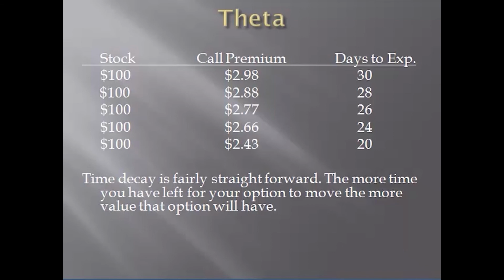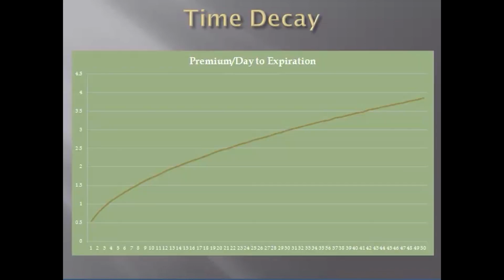So if I want to buy an option with a year to go to expiration, I'm going to pay a lot of money for that. But if I want an option that expires in 2 days, I'm probably not going to have to pay that much money for that option. And that's fairly straightforward. But how quickly that time decay happens can be put on a chart.